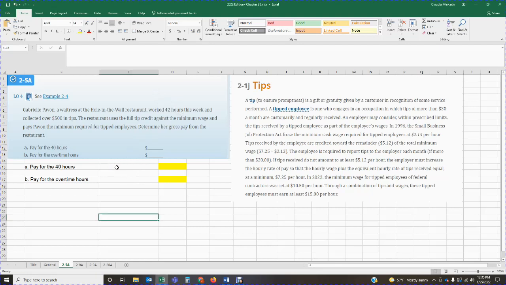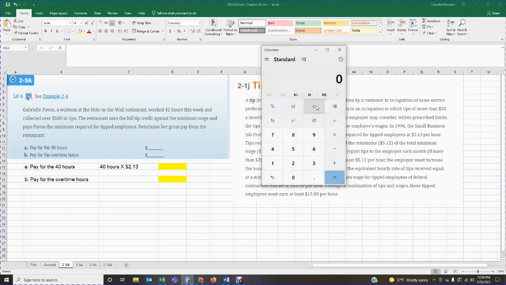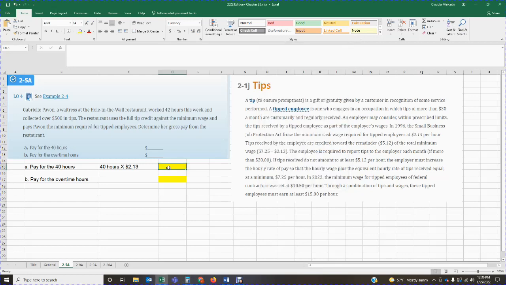Okay, so first let's calculate the pay for the 40 hours. We have 40 hours that the employee worked, and the minimum wage for tipped employees is $2.13. Let's see what that gives us. 40 hours times 2.13 gives me $85.20. So on top of the $500 in tips that they made, they're going to get paid $85.20 for the regular wages of $2.13 per hour because this is a tipped employee.